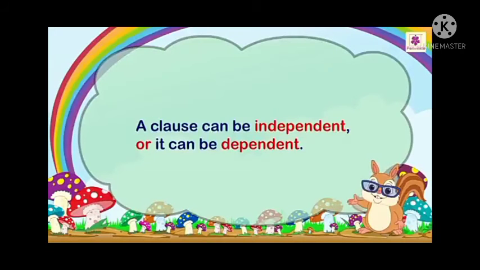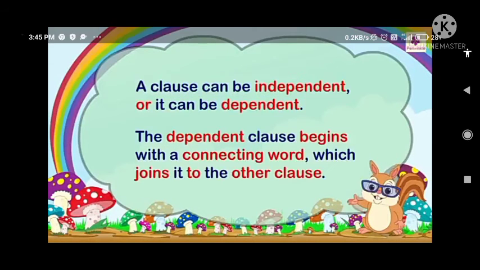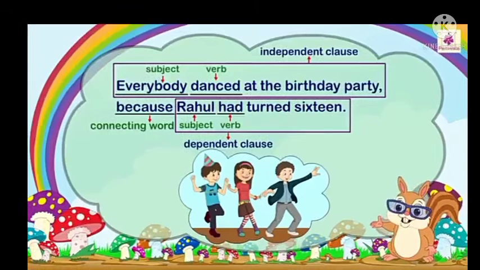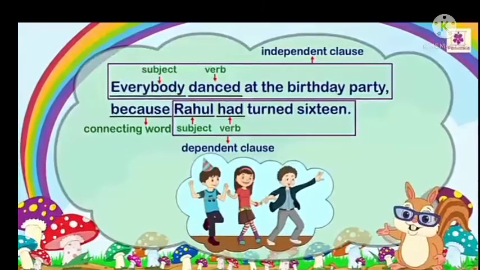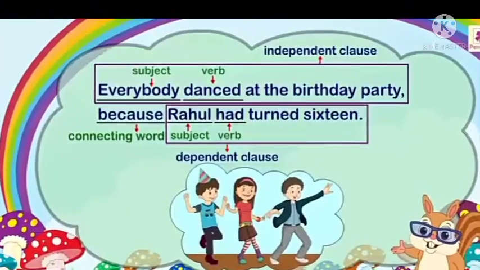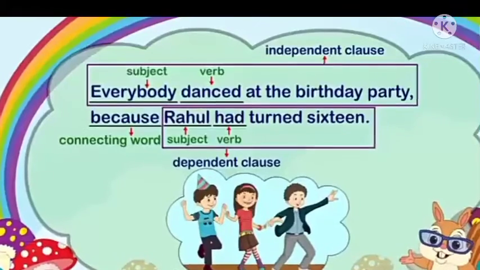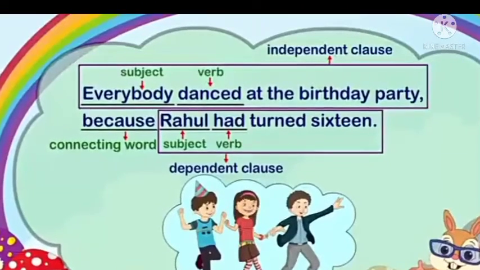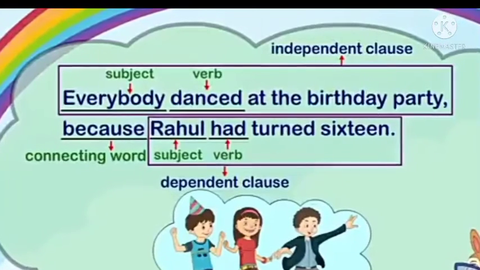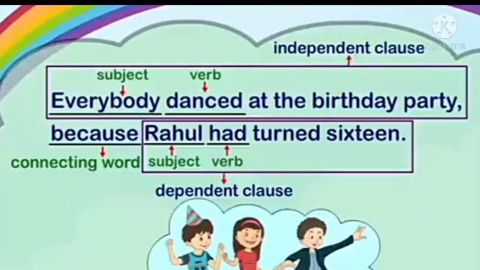Now a clause can be independent or it can be dependent, that I told you. The dependent clause begins with a connecting word which joins it to the other clause. See the example: Everybody danced at the birthday party because Rahul had turned 16. So here everybody is the subject, danced is the verb. So everybody danced at the birthday party is an independent clause because it is not dependent on the other. Now because is the connecting word, and Rahul had turned 16. So Rahul is the subject and had turned is the verb. So it is a dependent clause.